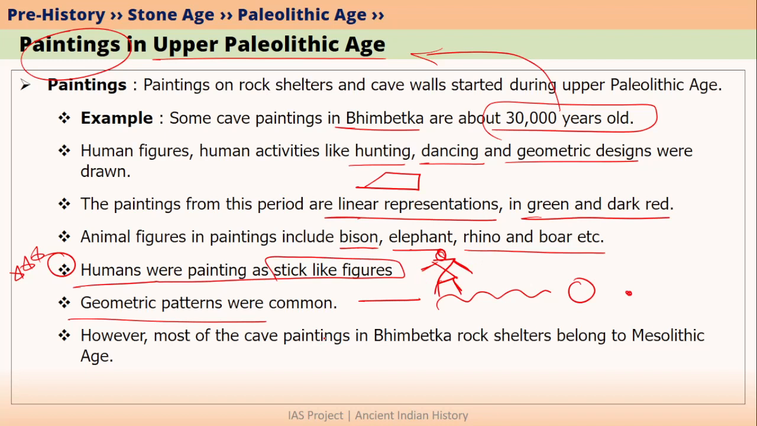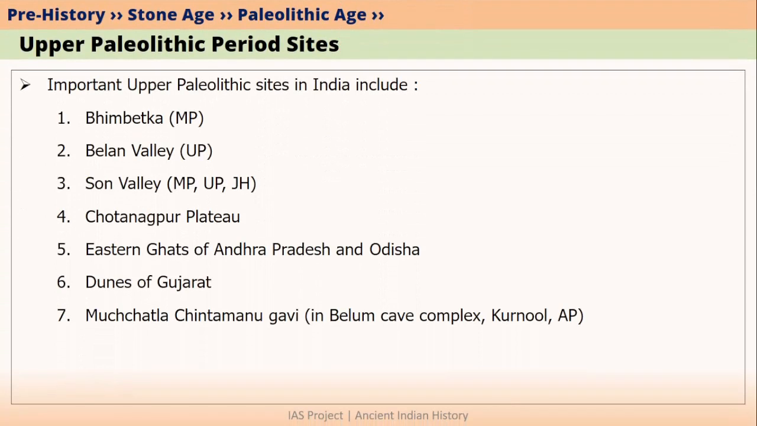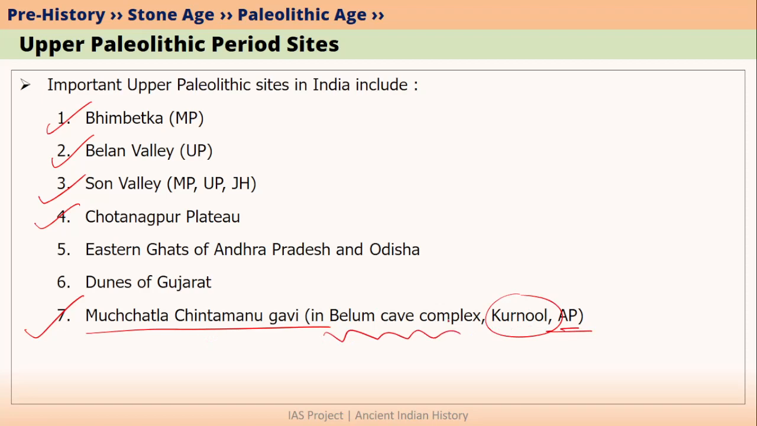Although cave paintings started in Upper Paleolithic Age, the number of paintings we have from Upper Paleolithic are very less. Most of the paintings in Bhimbetka rock shelters actually belong to Mesolithic Age. However, the earliest paintings started in Upper Paleolithic Age itself. These are some of the important Upper Paleolithic sites in India: Bhimbetka, Belan Valley, Son Valley, Chota Nagpur Plateau, and Muchatla Chintamanu Gavi, which is a very recent discovery. Muchatla Chintamanu Gavi is in Kurnool, which is in Andhra Pradesh. It is a part of Belum Cave Complex.